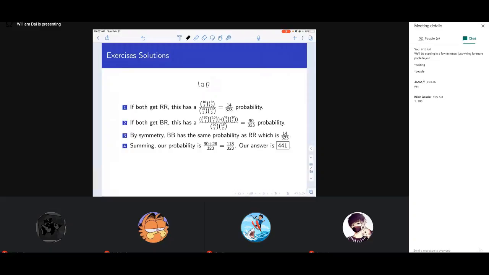If both of them get B, there's 10 B's here. There's 10 reds still. Then there's 9 B's and there's 9 reds. And so by symmetry, BB has the same probability as RR, and we sum them up because there's no overlap, obviously, because the cases are totally disjoint.